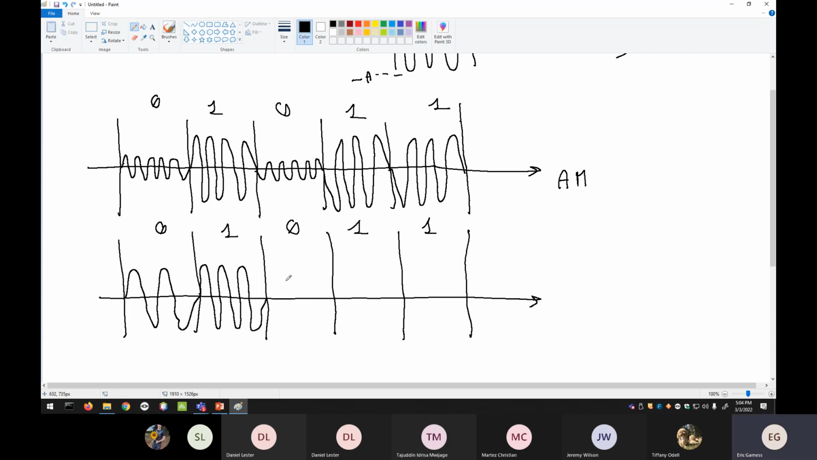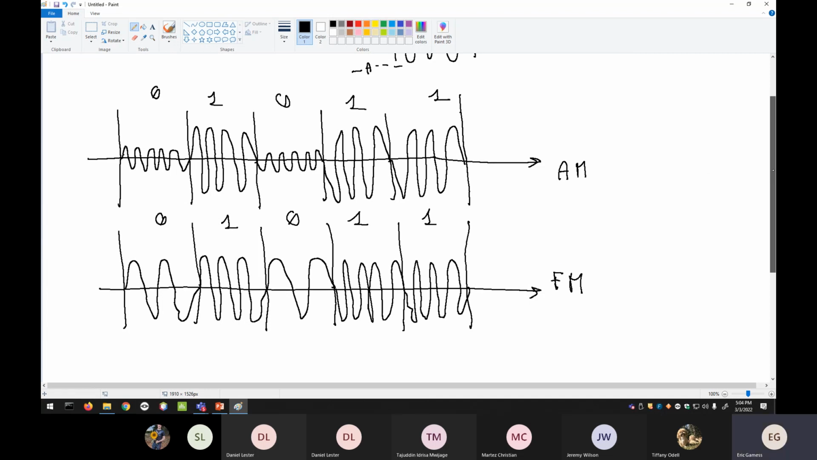Okay, then we have a 0. So we are going to use the low frequency. Then we have a 1. We are going to use the high frequency. Then we continue with a 1. So I keep with the high frequency. Okay, this is frequency modulation.